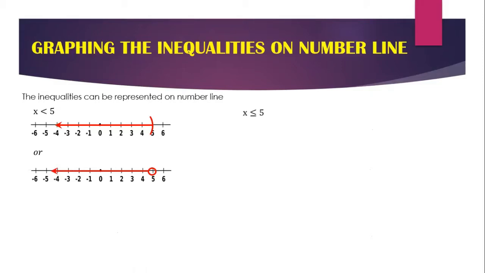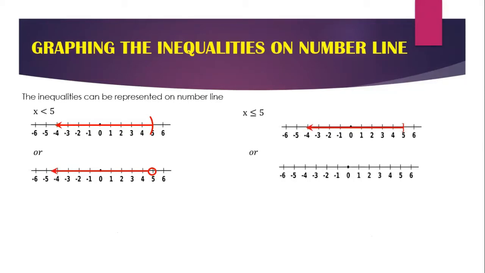Okay, go to the next example. X less than or equal to 5. According to the representation of X less than or equal to 5 on the number line. Is it clear, everyone?